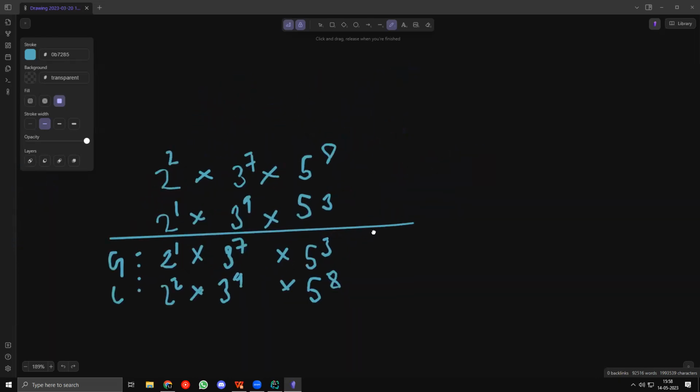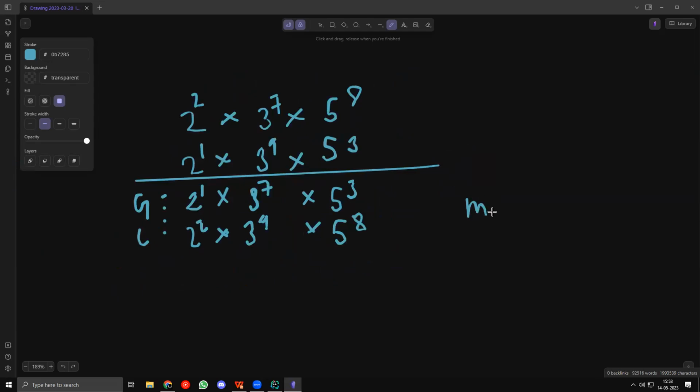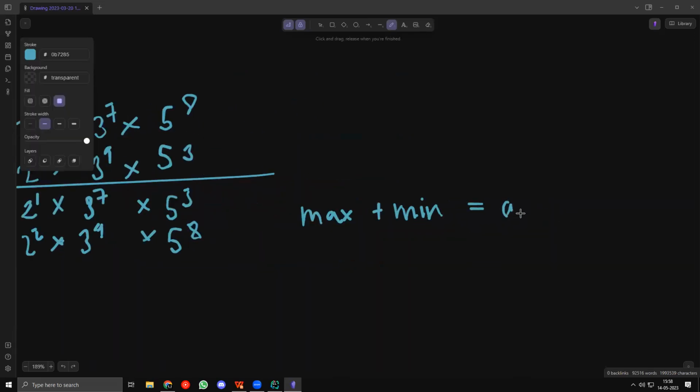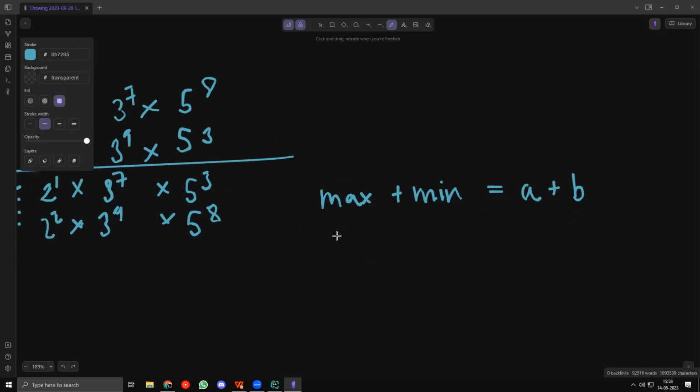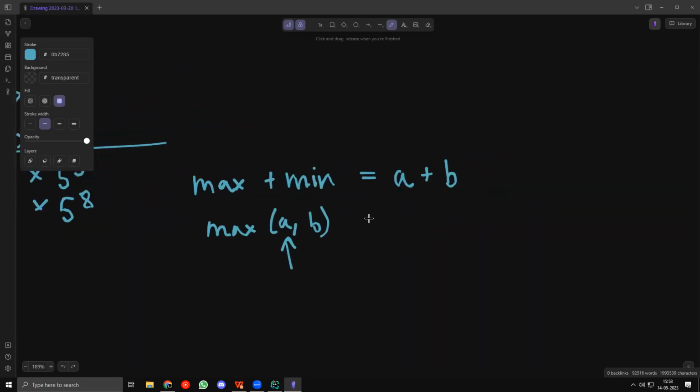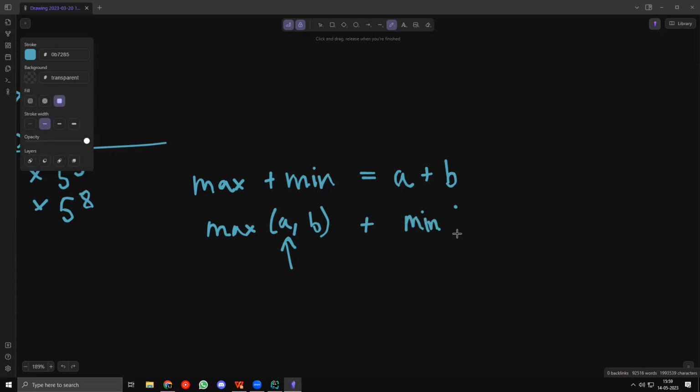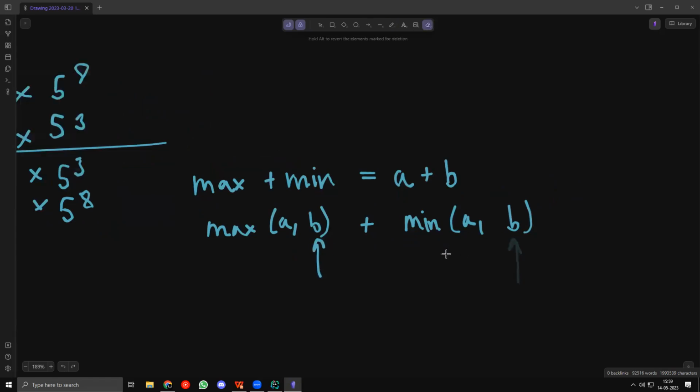And we know for sure that if you take max of A, B plus min of A, B, clearly that's going to be equal to A plus B, right? So I'm taking max of A, B, which will be either of these two numbers. Let's say it's A, right? Then if I take min of A, B, that will surely have to be B, right? So if you take A, then the max is A, the min is B. If you take max as B, then the min is A, right?